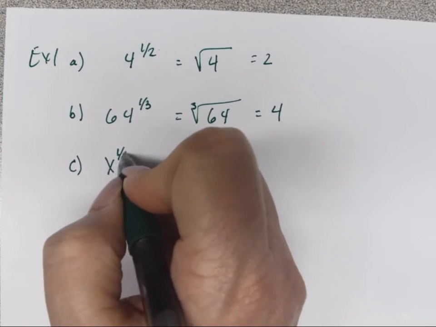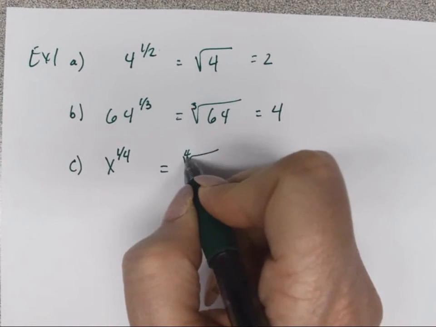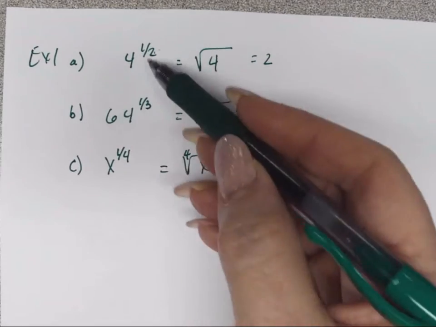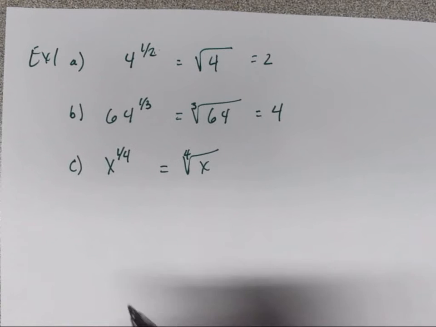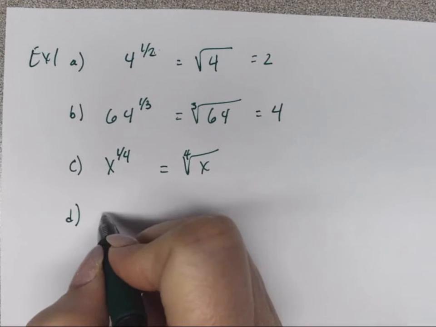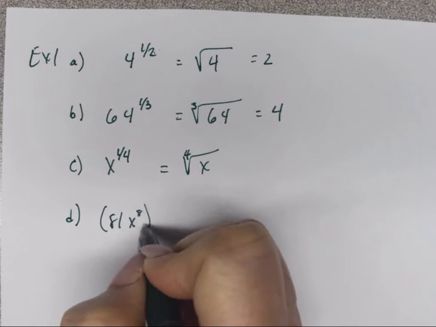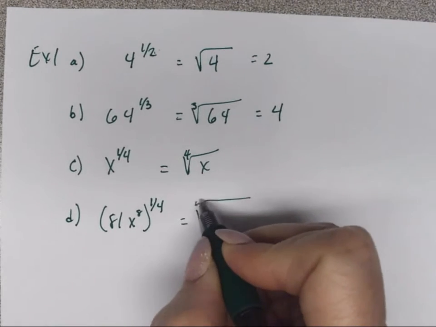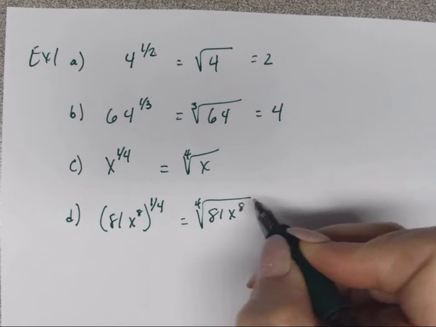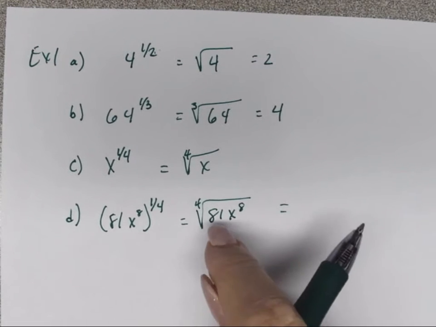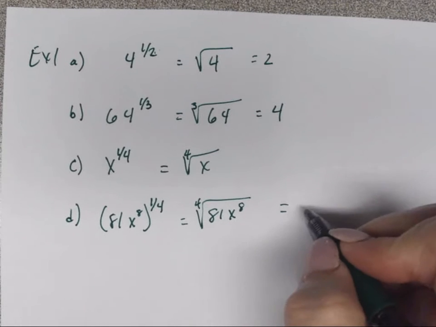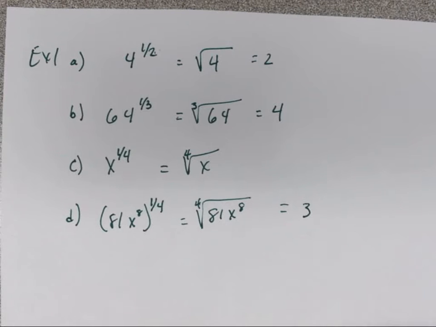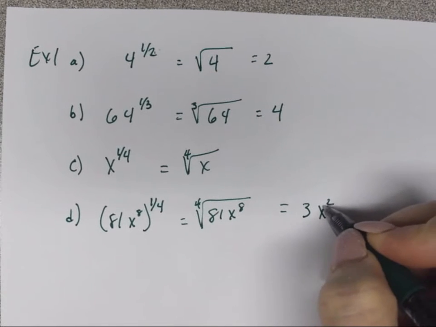If we have x to the 1/4 power, that's the same thing as the 4th root of x. So basically that denominator, because we only have a 1 on top at this point, becomes the index on your radical. So if we have 81 x to the 8th raised to the 1/4, because of the parentheses, that tells us the whole thing is the 4th root of 81 x to the 8th. So the 4th root of 81 will get us 3, and x to the 8th, 8 divided by 4, because it's an exponent, will get us 2. So it will be x squared.